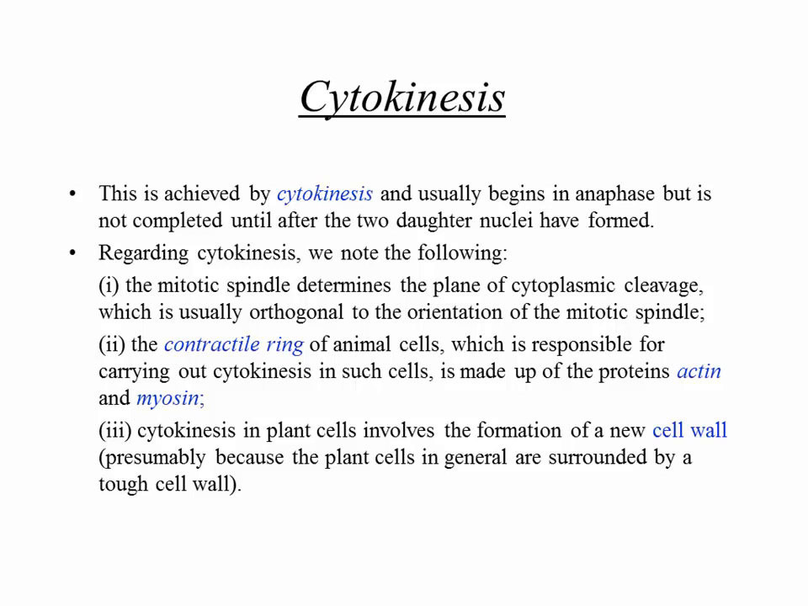Now, if you're looking at plant cells, cytokinesis is a little bit more complicated because it involves the formation of a new cell wall, right? Presumably because plant cells in general are surrounded by a tough cell wall. And in fact, the word cell originated from the cell wall because that's what Robert Hooke saw under a microscope when he looked at a piece of cork, right? These were dead cells, but the cell walls were left behind, and that's why he called them cells, okay?